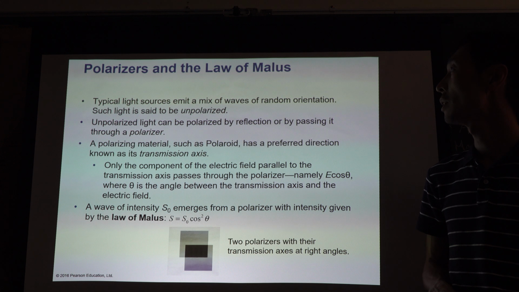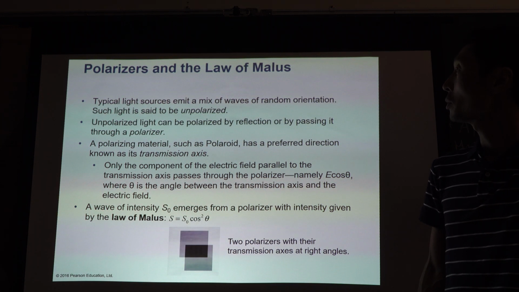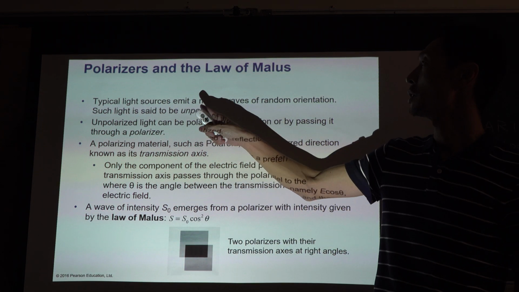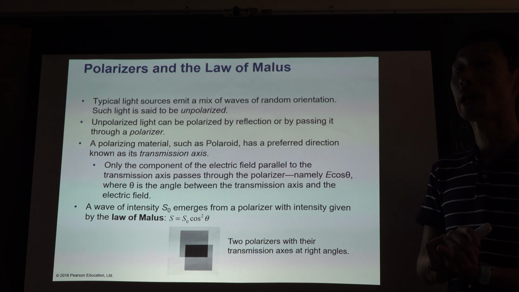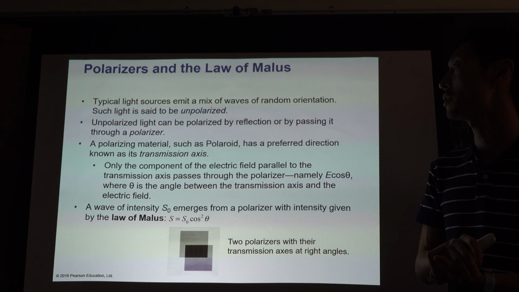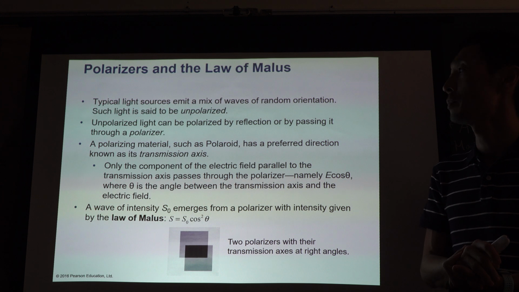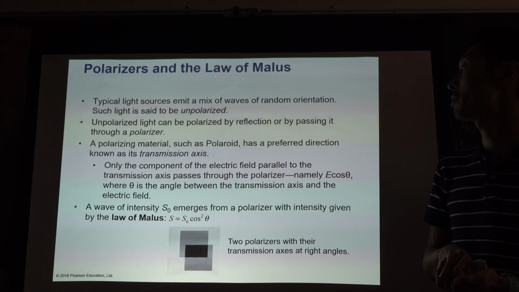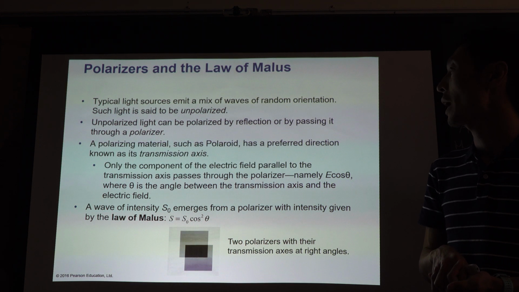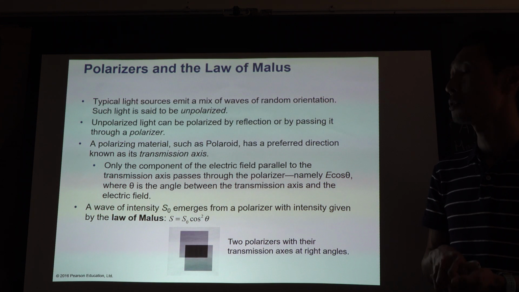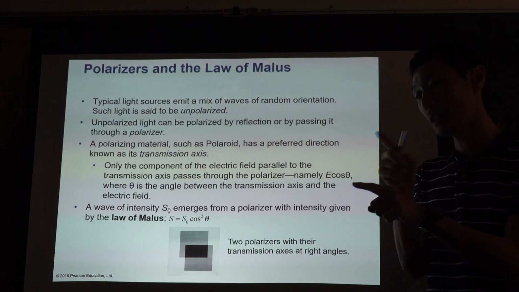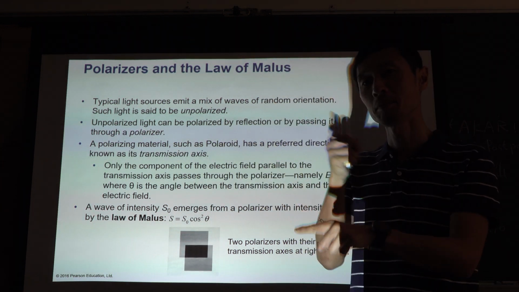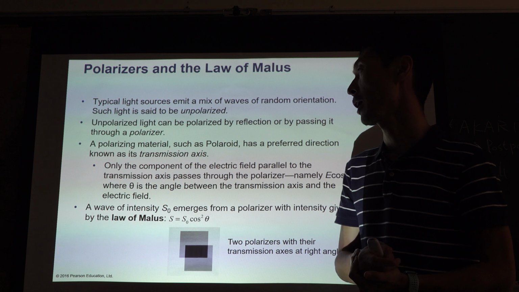Okay. And then Malus's law. Typical light sources emit a mix of waves of random orientation. Such light is said to be unpolarized. Unpolarized light can be polarized by reflection or by passing it through a polarizer. So for typical light, the E direction is random, then it's unpolarized.